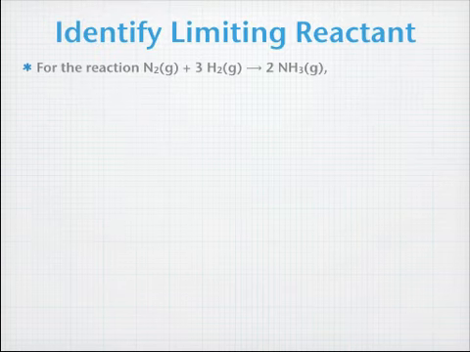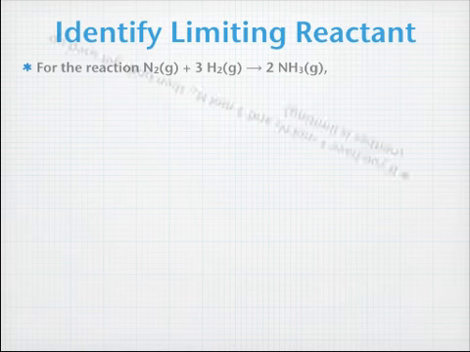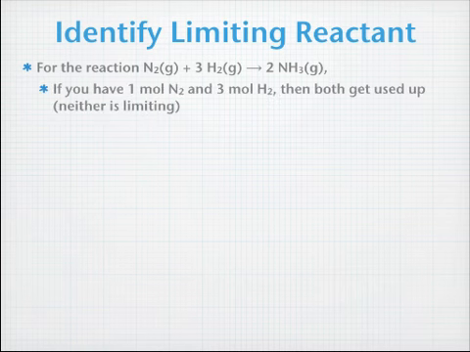So one of the important things you have to learn how to do is how to identify the limiting reactant. So let's go back to my favorite reaction, making ammonia from nitrogen and hydrogen gas. If you have 1 mole of nitrogen and 3 moles of hydrogen, then they're both going to get used up. That's in the proper stoichiometric ratio, and neither one is limiting. And that would be the same case if you had 2 and 6 or 3 and 9 or any ratio that has 1 mole of nitrogen to 3 moles of hydrogen.